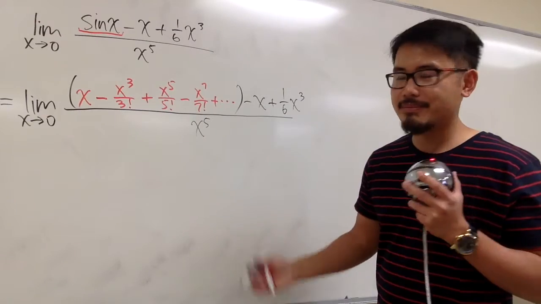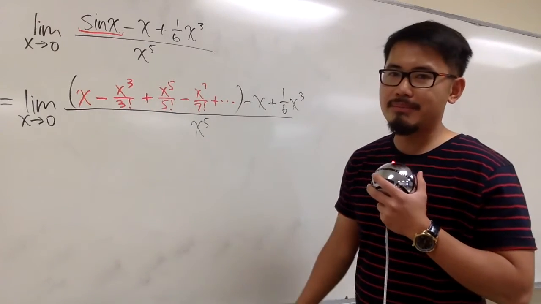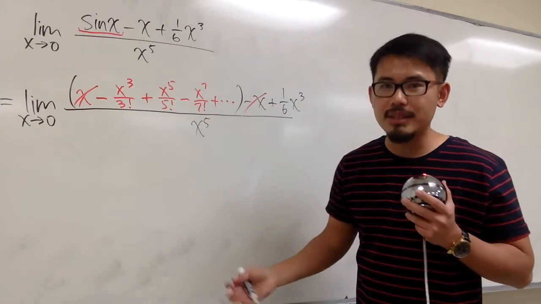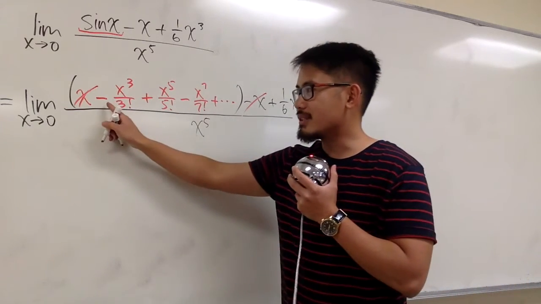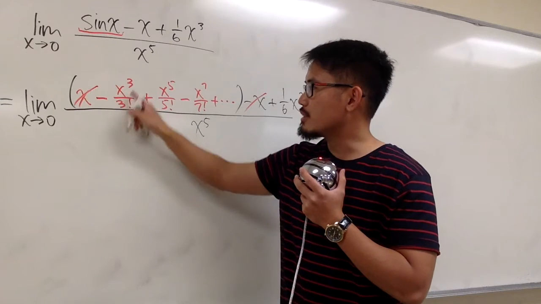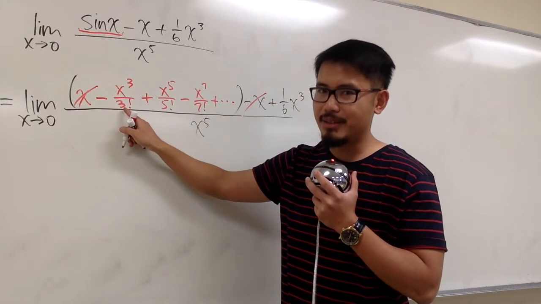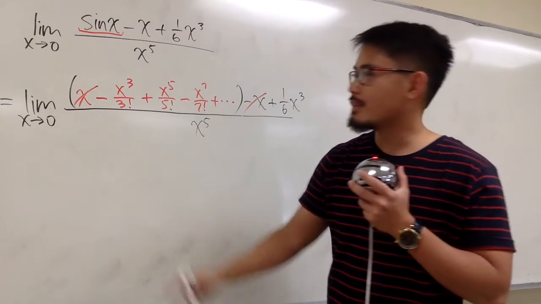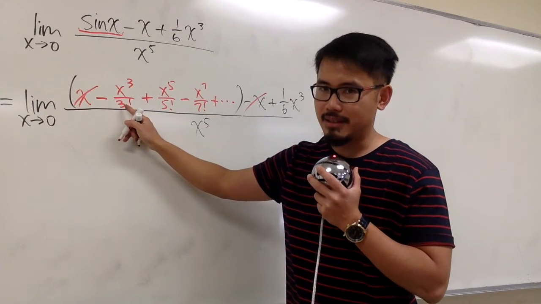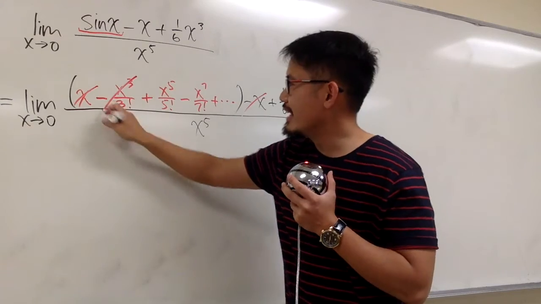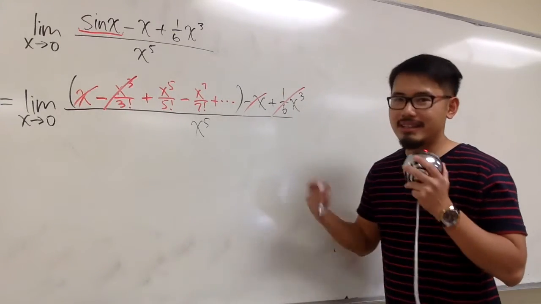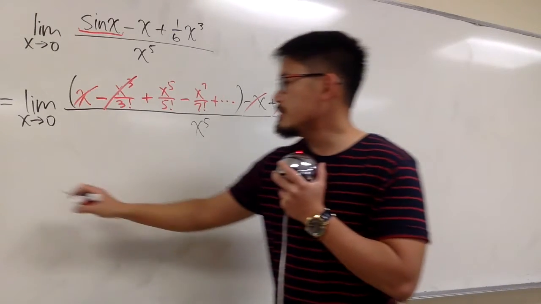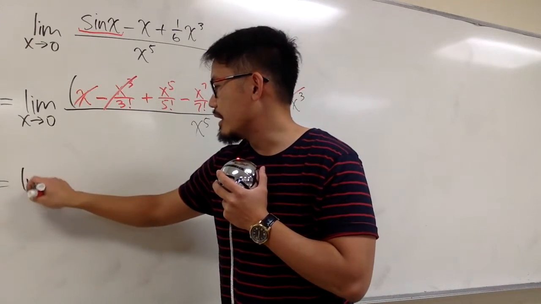And now what? Is there anything we can cancel out on the top? There are two things. First, this x and this minus x cancel each other out. Secondly, this is minus x to the third power over 6, technically, because 3 factorial is 3 times 2 times 1. This is 6 in the denominator. This and the positive version cancel each other out very nicely. And is there anything else we can do? Let's take a closer look.